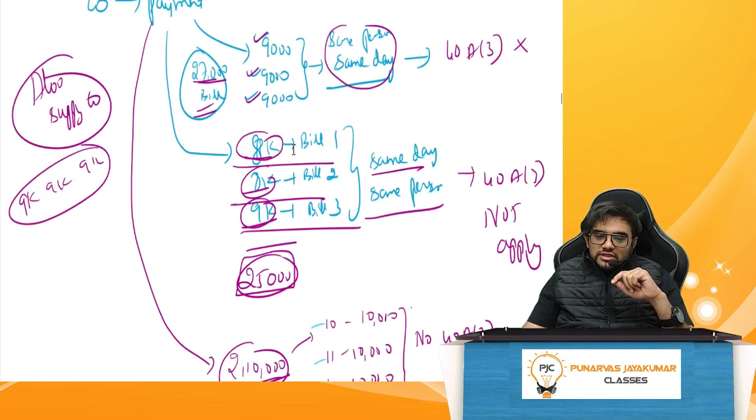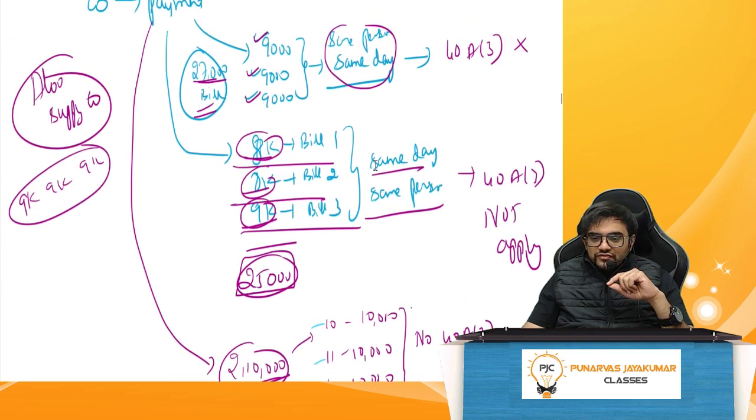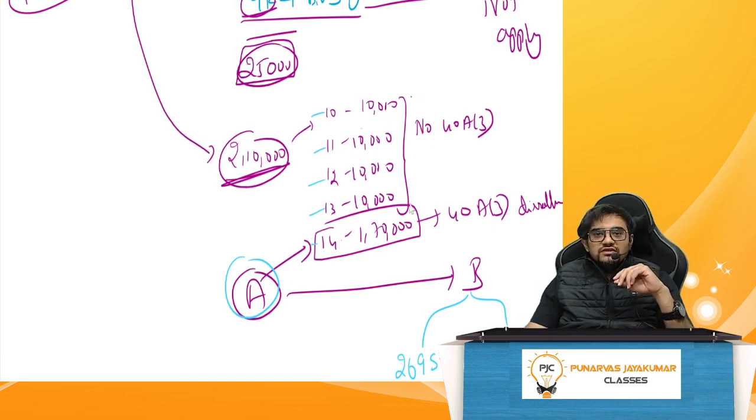Then that's all. So if you see, as I told you, bill 1, bill 2, bill 3, different expenditure, 40A3 will not apply. Then 2 lakh rupees, you see here, 10,000, 10,000, 10,000, 10,000, no 40A3. Suddenly on 14th, different day, I give to the same person 1,73,070. Definitely 40A3 will be disallowed.